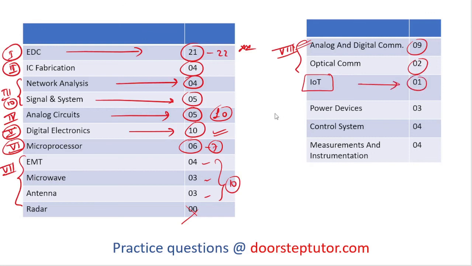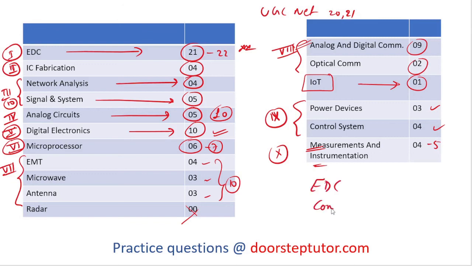From the 9th unit, that is power devices or power electronics and control system, they have asked 3 and 4 questions. And the last unit, that is measurement and instrumentation, they have asked almost 4 to 5 questions. So this is the weightage for the UGC NET paper for the 2020 and 21 paper, in which EDC, communication and digital electronics were the most important subjects. They are covering around 50% of the weightage of the paper.